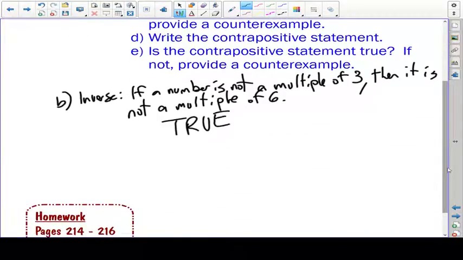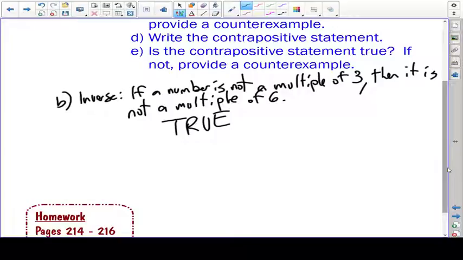The original statement was if a number is a multiple of 3, then it is a multiple of 6. It is false because, as Sky said, 9 is a multiple of 3, but it's not a multiple of 6. That was absolutely correct. But if a number is not a multiple of 3, then it can't be a multiple of 6. Okay? That's a true statement.